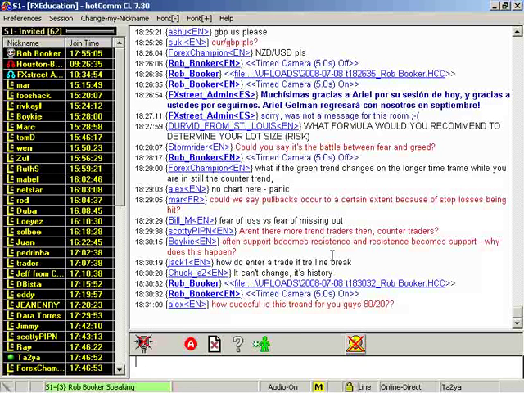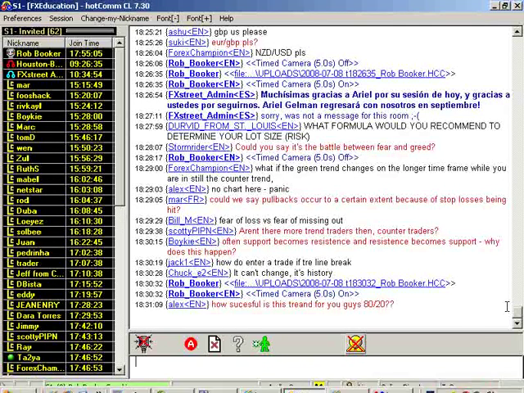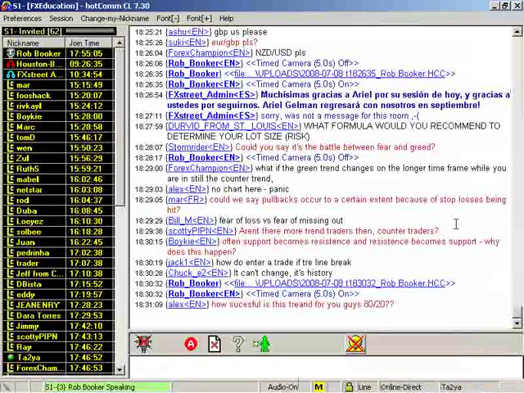Okay, often support becomes resistance and resistance becomes support. Why does this happen? There are so many people that use support and resistance that they keep the lines on their charts. They keep them on there for a long time. Math psychology is what keeps them there. Jack asks how to enter a trade if a trend line breaks.